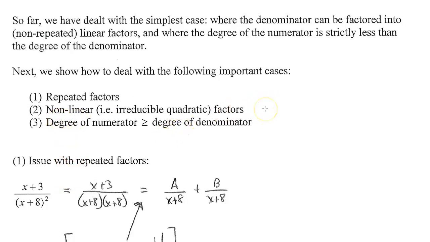Or what happens if we have nonlinear irreducible quadratic factors? For example, x squared plus 9, you can't factor x squared plus 9. Now x squared minus 9 can be factored. That's a difference of squares. It'd be x plus 3 times x minus 3. But x squared plus 9, you can't factor any farther. So that's what's called an irreducible quadratic factor. What do you do in that situation? And finally, what about the other situation where the degree on the top is bigger than the degree on the bottom? That's another special case we have to deal with. So let's deal with these one at a time.